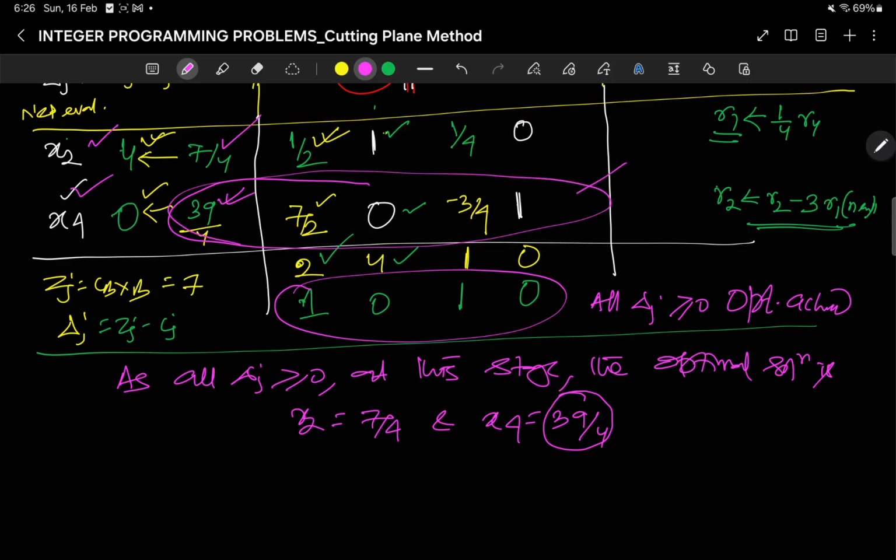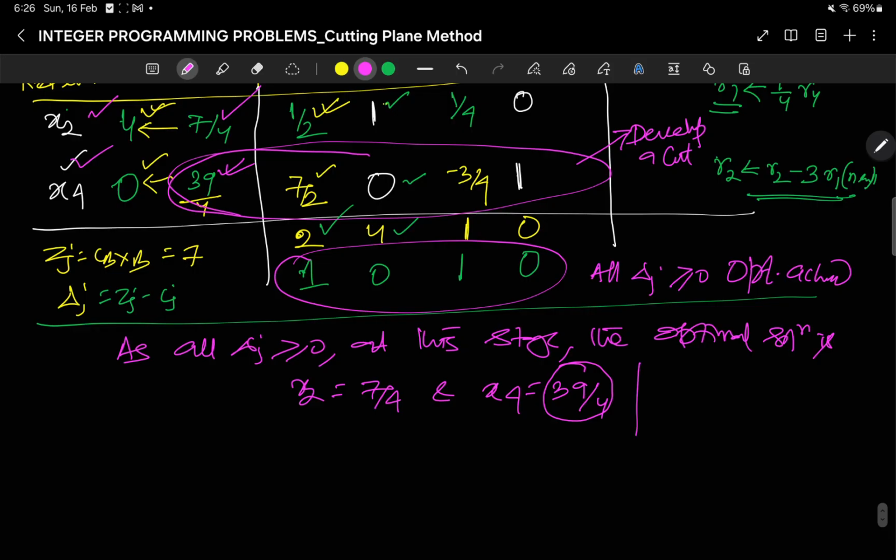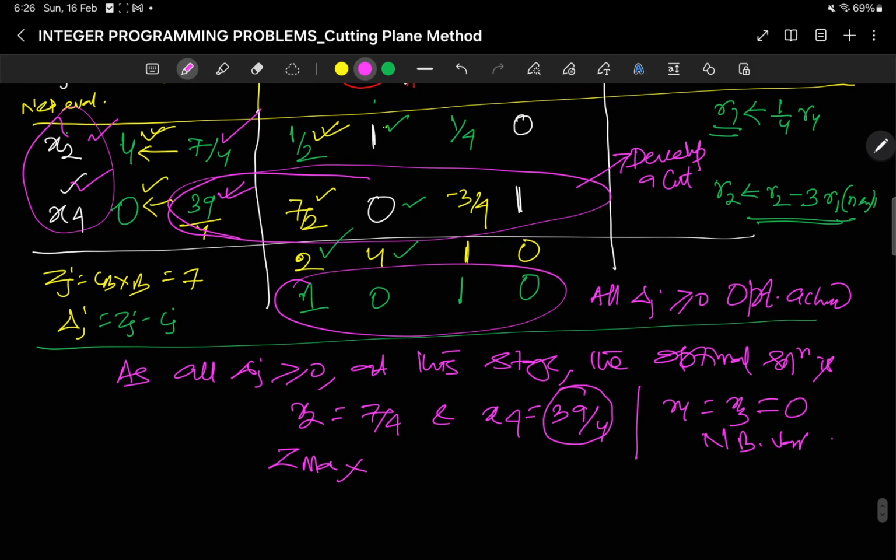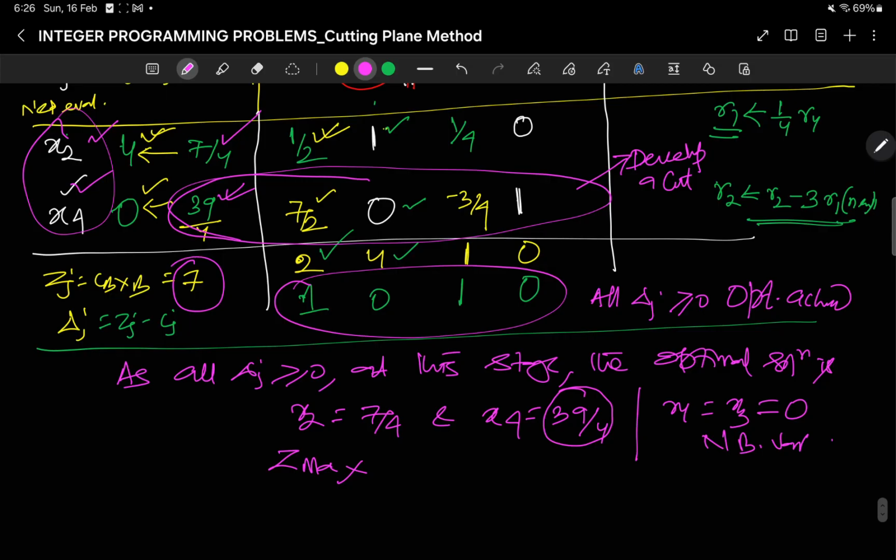We want to develop a cut here, a cut with respect to this. And accordingly, the variables which are not here, x1 and x3, are all 0 because these are the non-basic variables. What is my z max here? My z max here is 7. Okay, z max is 7.